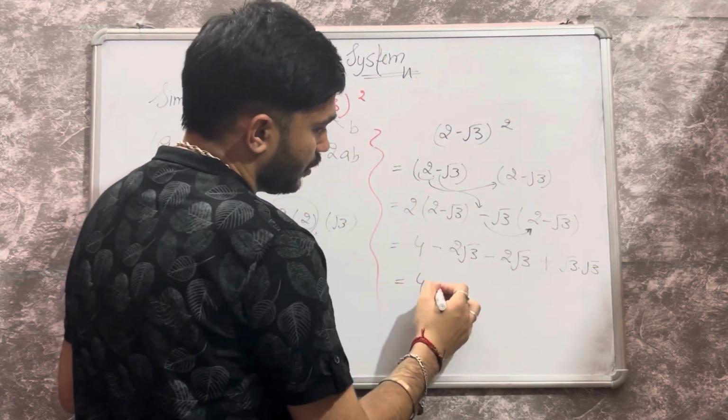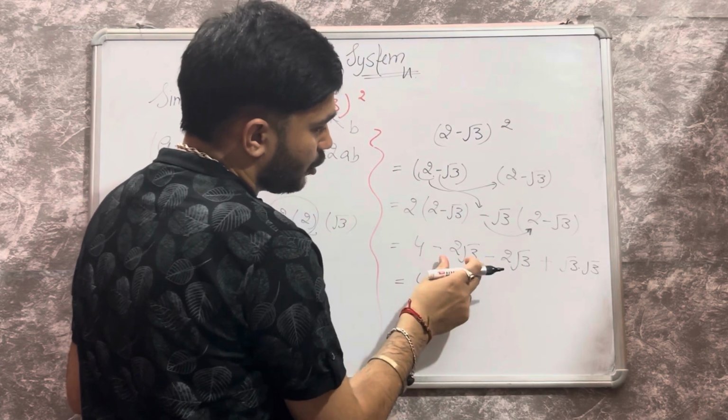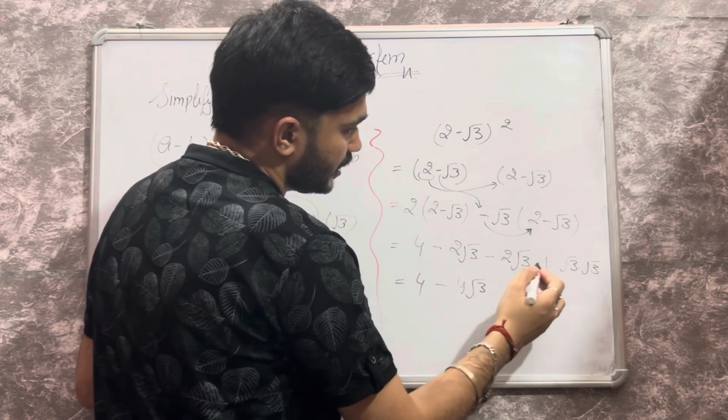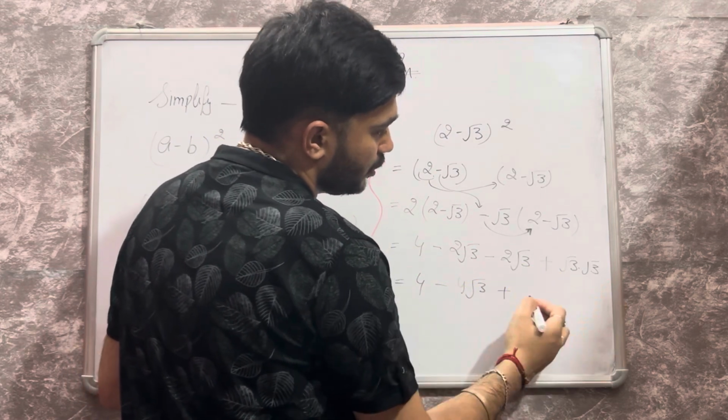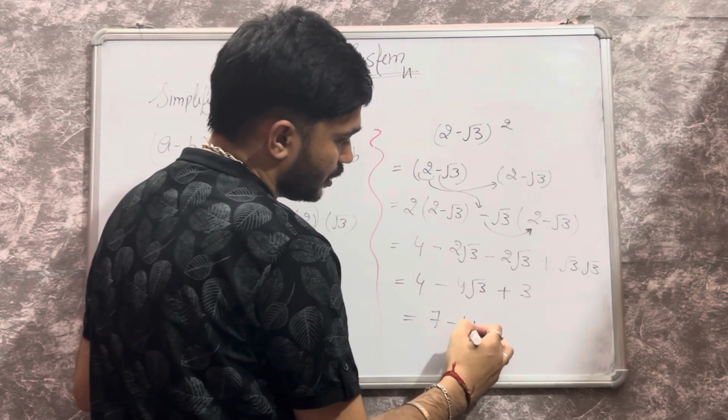Here you will get 4 minus 2 under root 3 minus 2 under root 3, which are going to be added because both have the same sign. So this is going to be 4 under root 3 plus under root 3 into under root 3, which is 3. You will get 4 plus 3, that is 7 minus 4 under root 3.